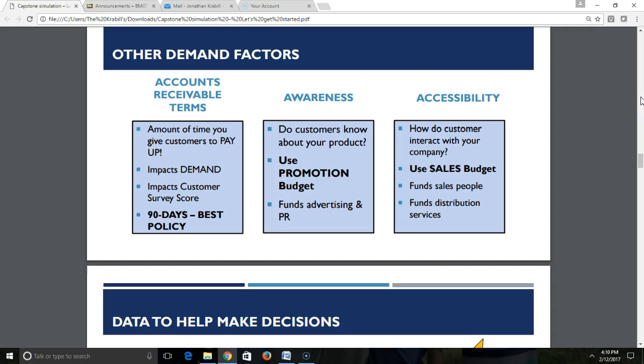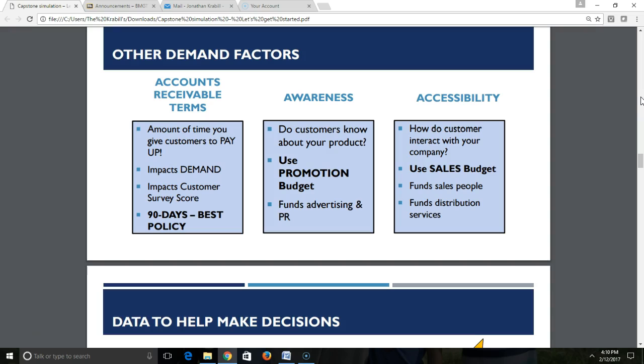Other demand factors are going to be out there that impact what our customers are trying to get from us or how much they purchase from us. Accounts receivable: if we offer more credit, if we extend the terms of payment, obviously we're going to have higher demand because of that. As a general standard, a 90-day payment policy is best.